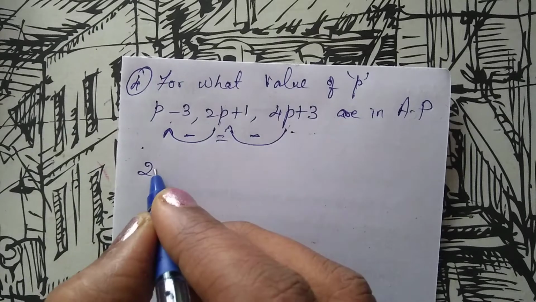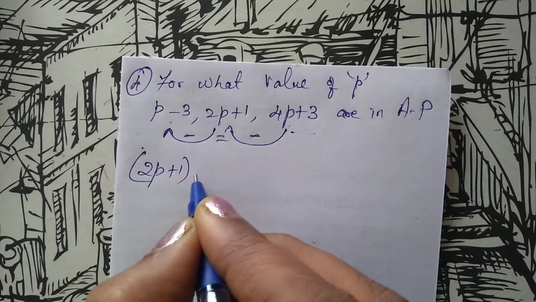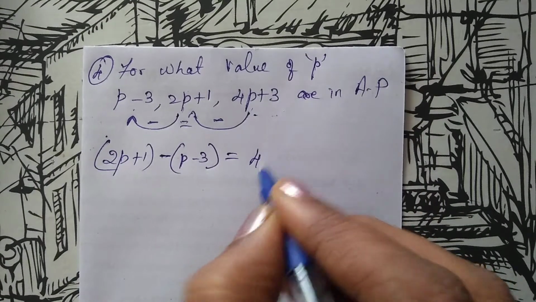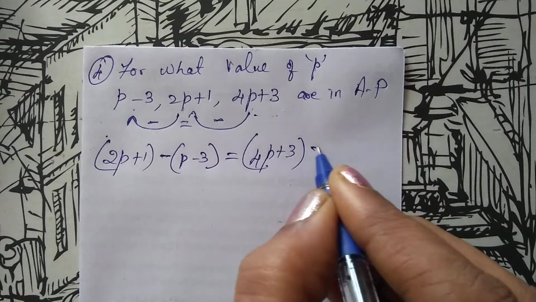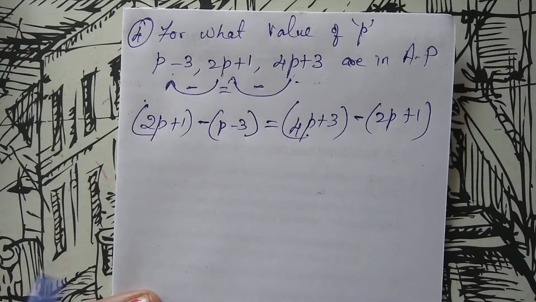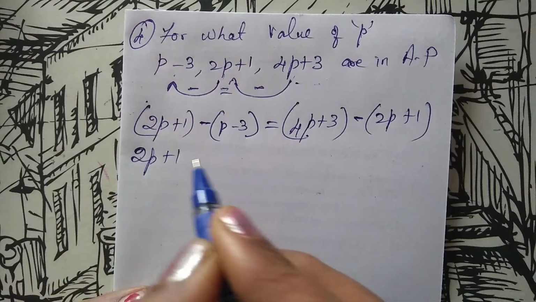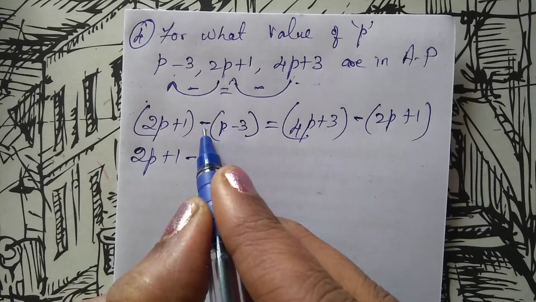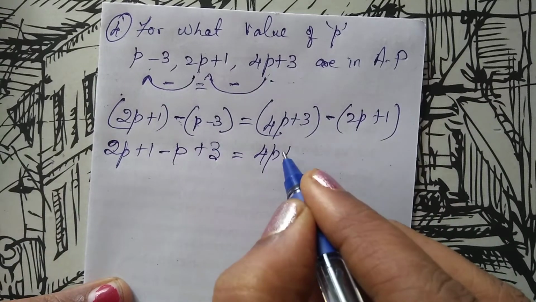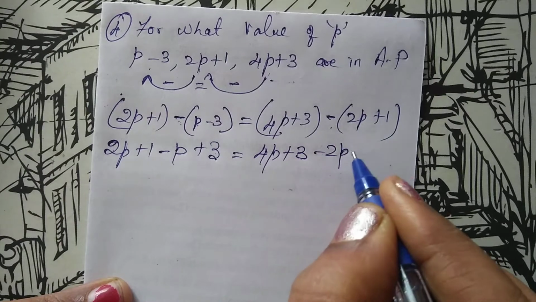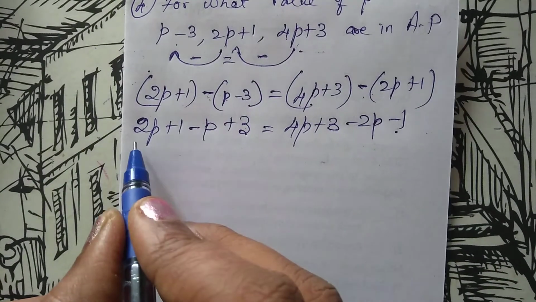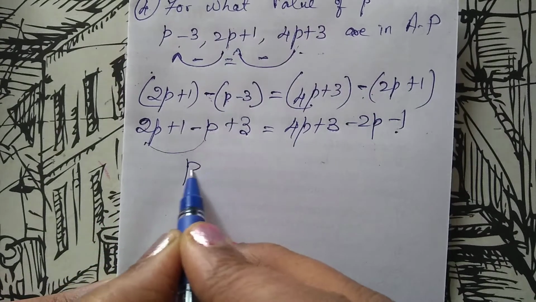Second term, 2P plus 1 minus of P minus 3 is equal to 4P plus 3 minus of 2P plus 1. Okay. So in that way, 2P plus 1, remove the bracket, minus P, minus minus plus 3, is equal to 4P plus 3 minus 2P minus 1. So now we group the like terms. 2P minus P is 1P.